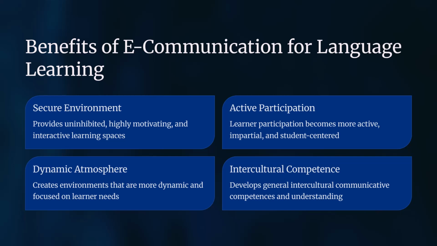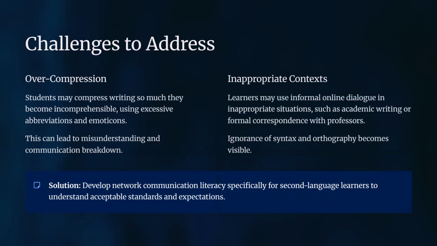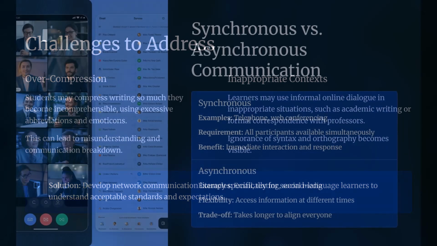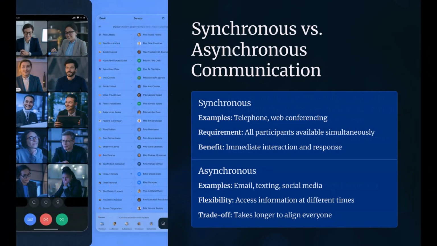There is. That's the problems and promises part. The promise is clear. It's motivating, interactive, secure, boosts intercultural skills. But the problem is when that informal, super compressed style spills over, using text speak or too many emoticons in, say, academic writing, that causes misunderstandings. It disrupts communication. So it points to needing a specific kind of literacy, like network communication literacy. Exactly. You need to know the context, know when the shortcuts are okay and when they're really not.